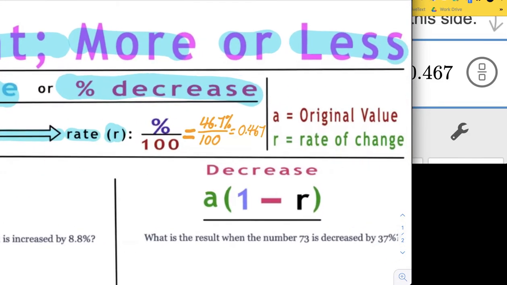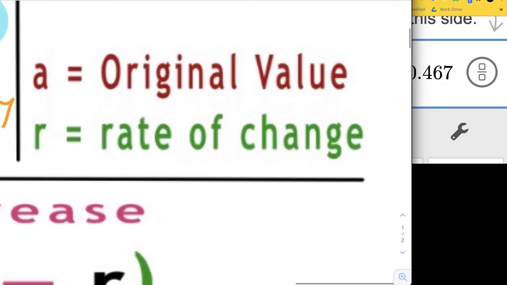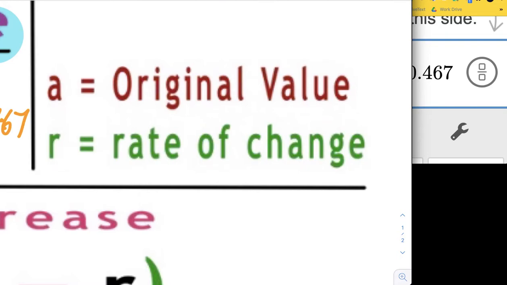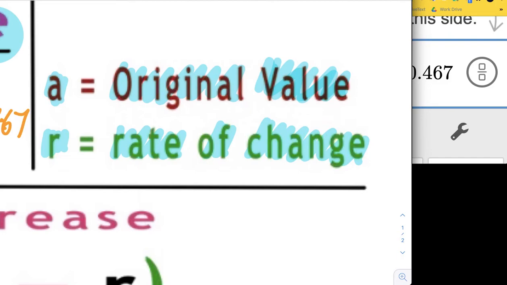Now, the two key things that we're going to have to remember when we're going to use this formula here for increase or decrease is we're going to remember that A is the original value. That's the number that we start off with, right? A is the original value, the number that you start with. And R, which we just covered, is the rate of change, right? The percent of change. Something is going up 5%, something is going down 15%, is R.